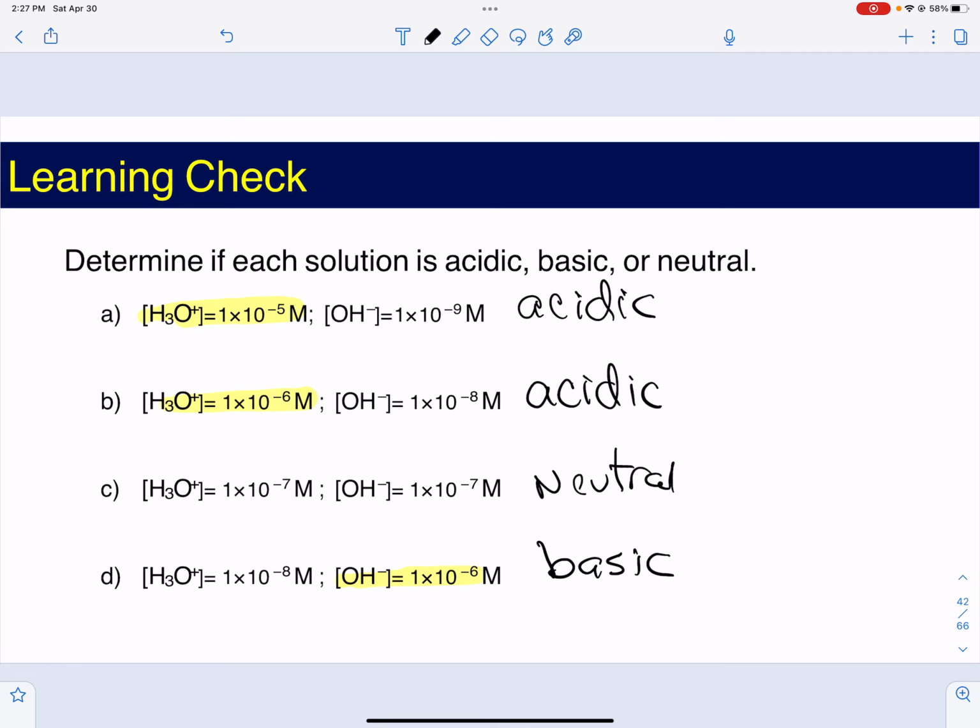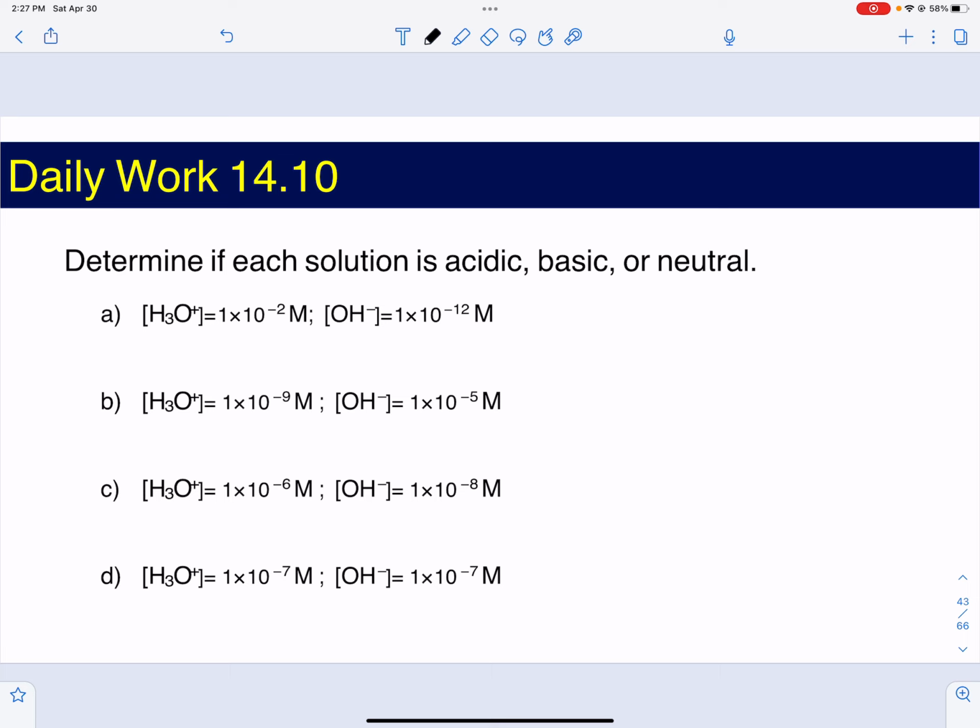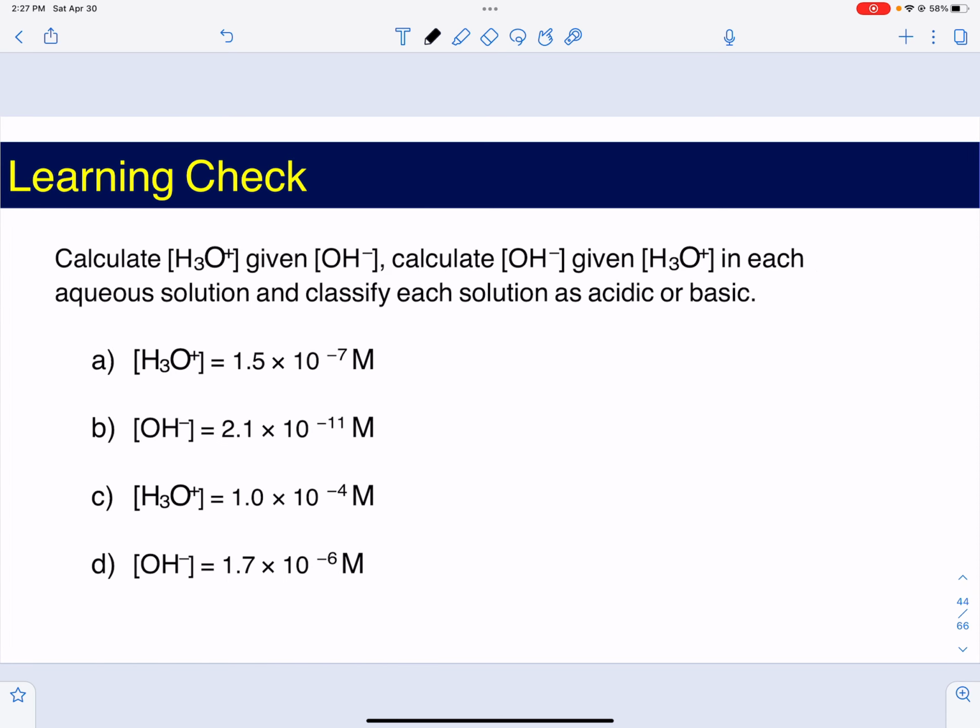So as long as we're dealing with powers of ten, the smaller the negative number, the bigger the concentration is going to be. So with that in mind, go ahead and do that. And once you're done with that, let's do this one here.